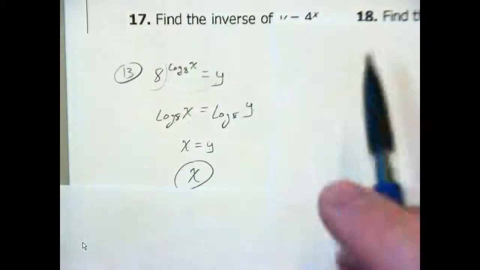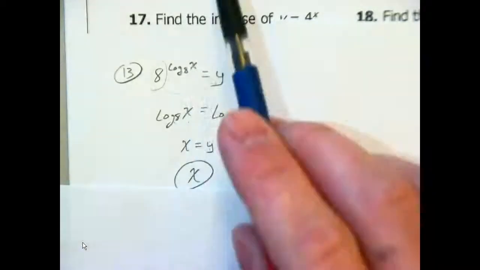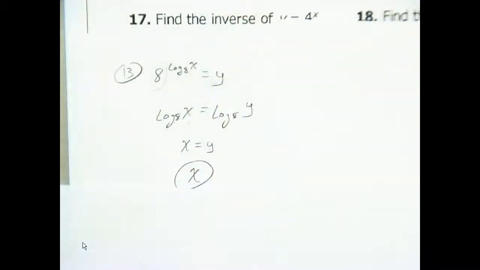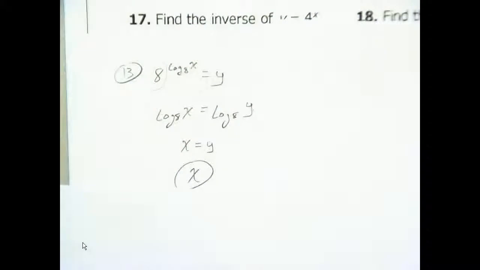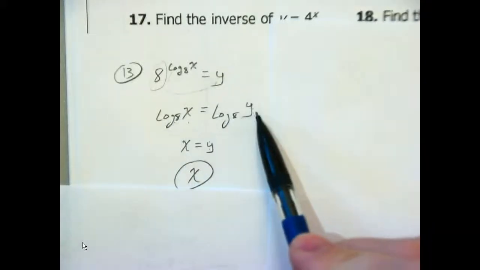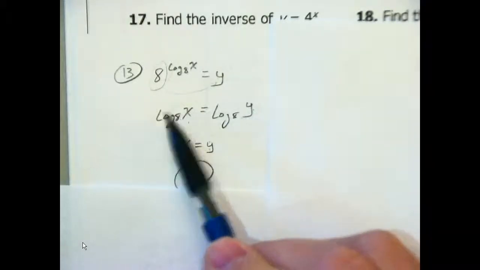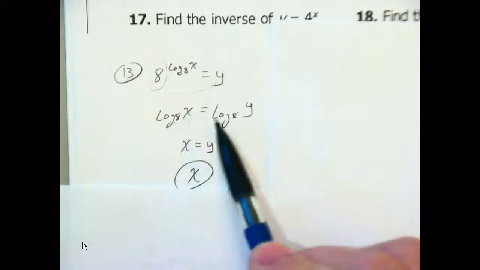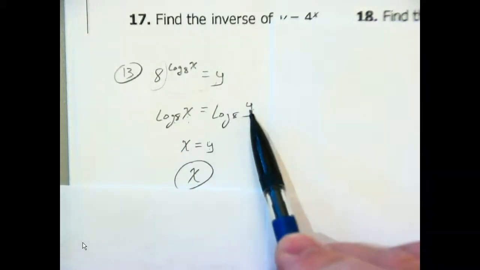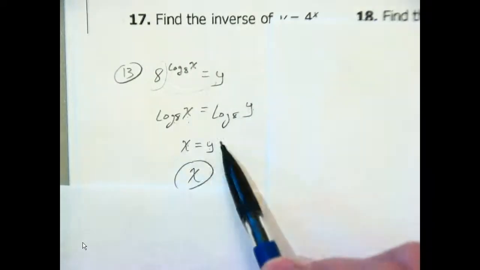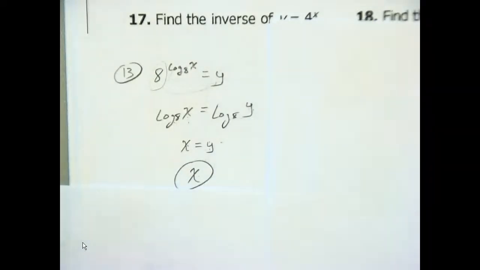Another way to think about it is, if your variable is in the exponent position, you're going to have to write it in log form to solve. That's why we have logs. Okay, so log base 8 of x equals log base 8 of y. That means since this part, log base 8, is the same as this part, log base 8, then that has to be the same as that. So x must equal y. So my solution here is x.